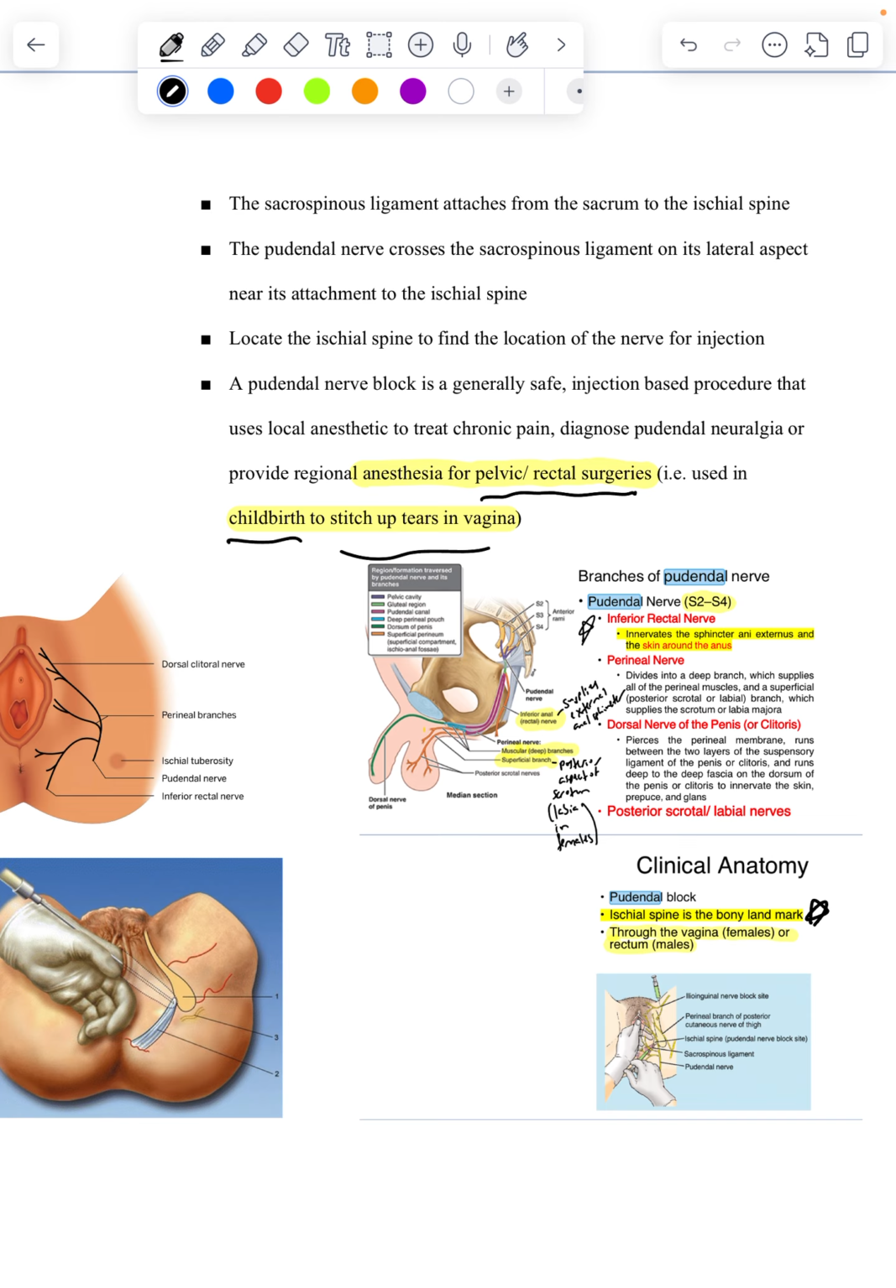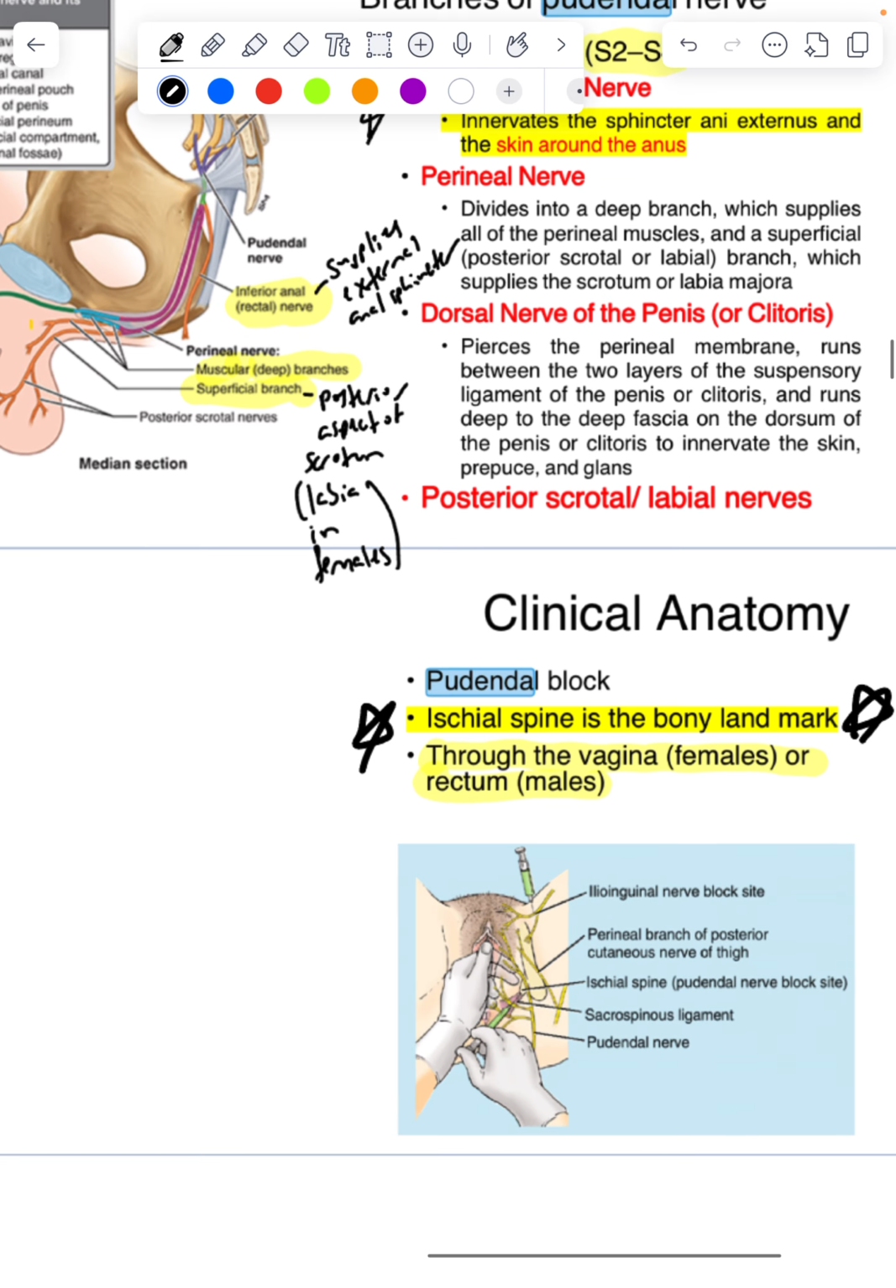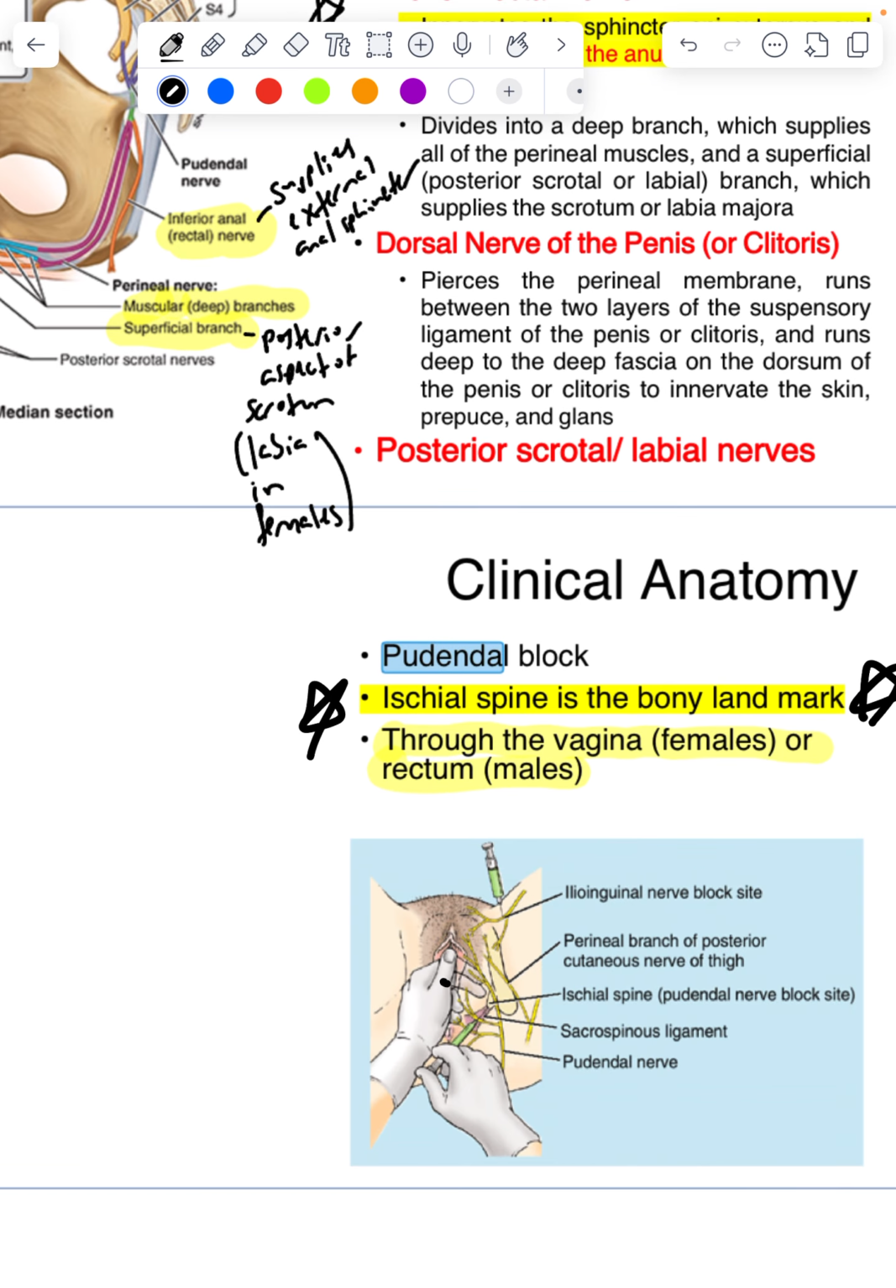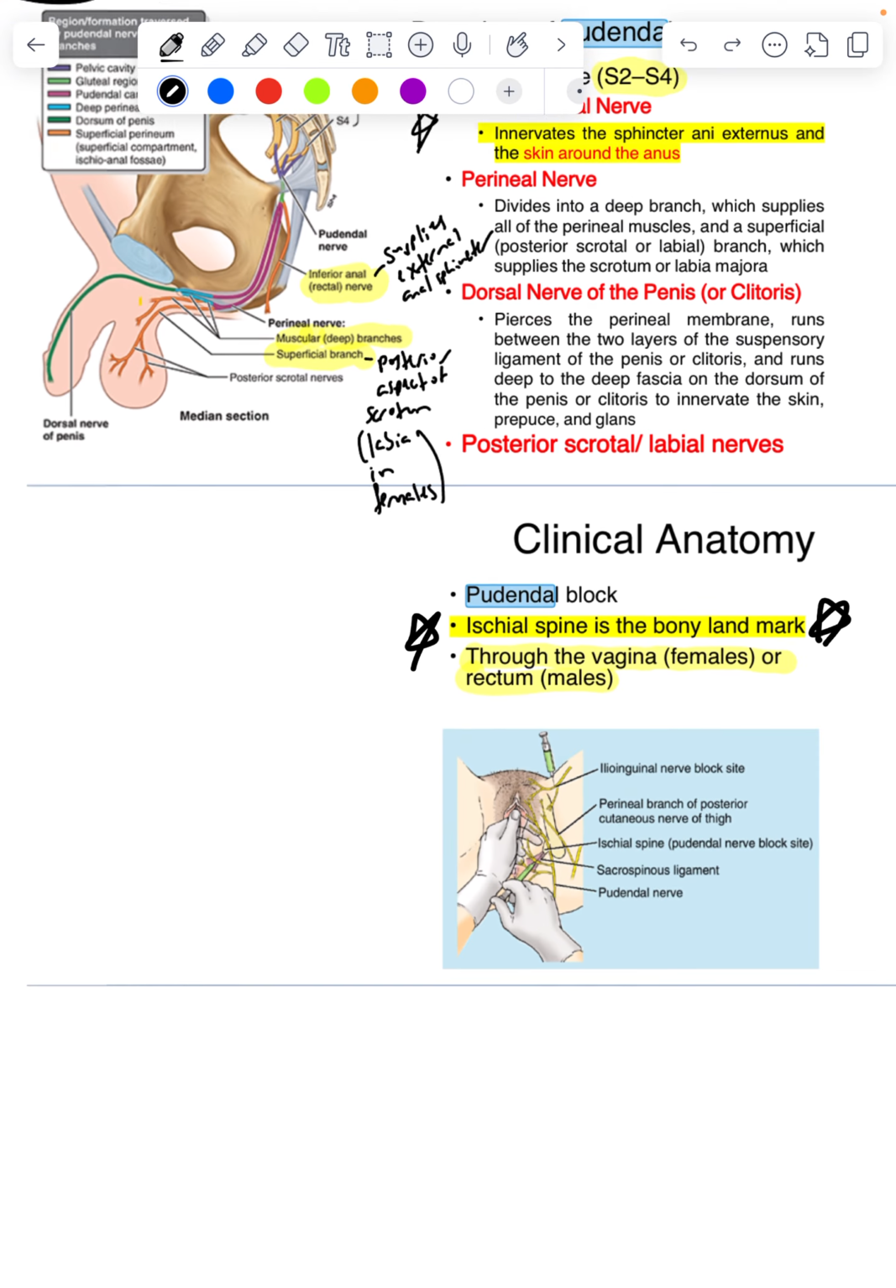It says ischial spine is the bony landmark. For males, you'll go through the rectum because we don't have a vagina. And then for females, you'll go through the vagina. You will literally put your fingers in there to palpate this bony landmark. And then from there, the pudendal nerve is there. So that's where you'll inject it to block out the pain when you're doing surgery or you're stitching up the vagina after childbirth.